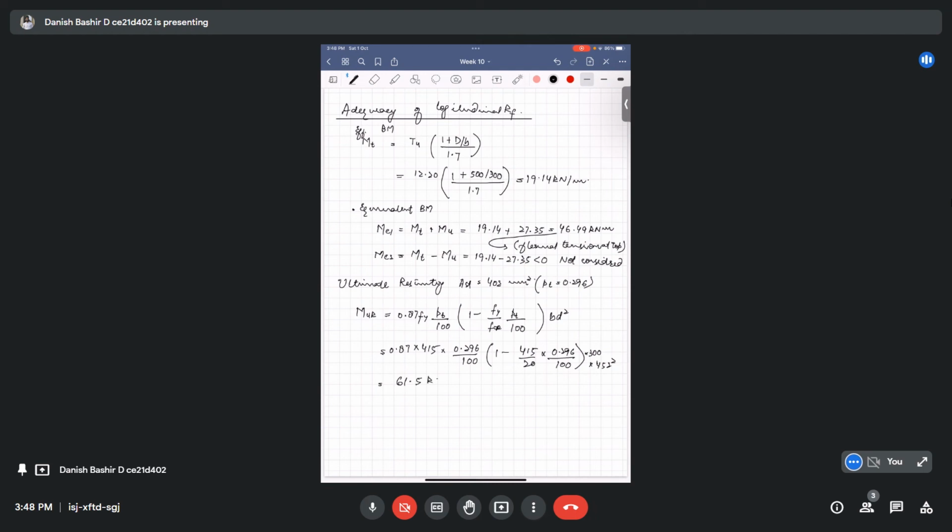61.5 kilonewton meter. You will see Mu, or ultimate moment of resistance, is greater than Me equivalent. Me1 from our first combination is 46.49, that is for the combination of flexure and torsion. When we considered, we were getting a worst case of 46.49 kilonewton meter, but our section is able to resist a moment of 61.5 kilonewton meter, so our section is safe.